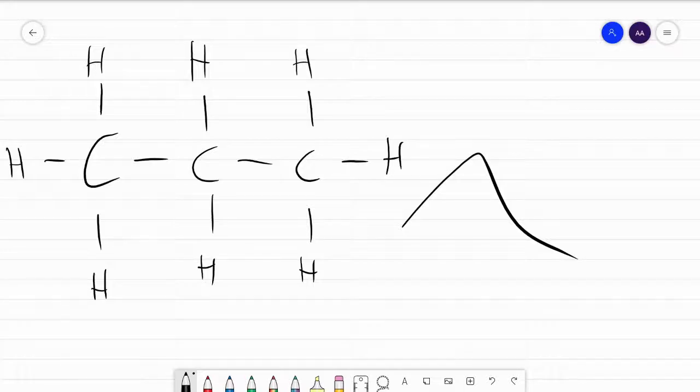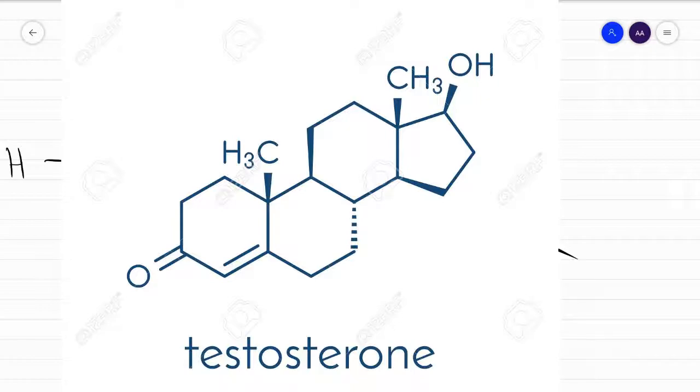If I show you some more complicated chemical structures on the board here, this is testosterone. Obviously, if I was going to draw that full structural, it would probably take me half an hour and it would take up a lot of space on the page. The skeletal formula allows us to convey information in a much more simplified fashion.